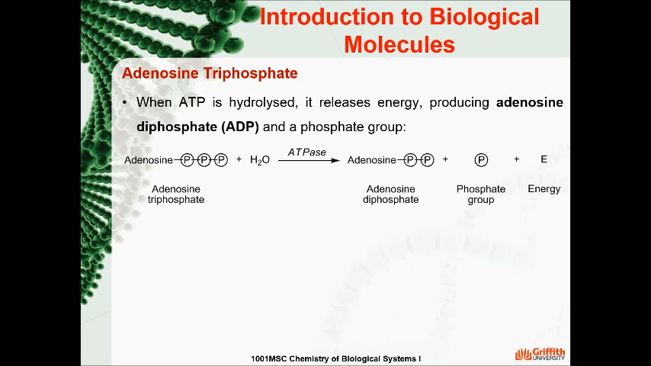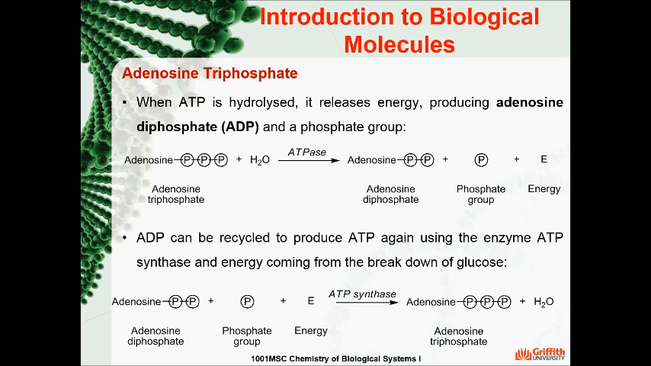The energy is stored within the bonds between the phosphate groups. So when ATP is hydrolyzed, it releases energy, producing adenosine diphosphate, ADP, and a phosphate group. ADP can be recycled to produce ATP again using the enzyme ATP synthase, and energy coming from the breakdown of glucose. This is the end of the Module 5 content. In the next few slides, we will summarize the key points in Module 5.